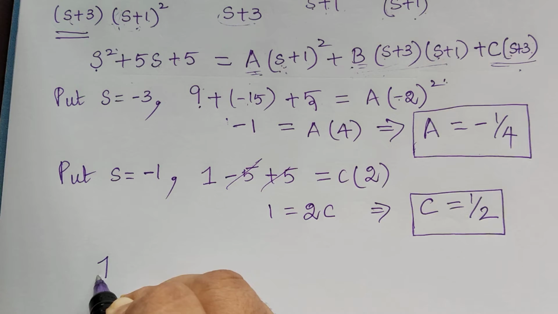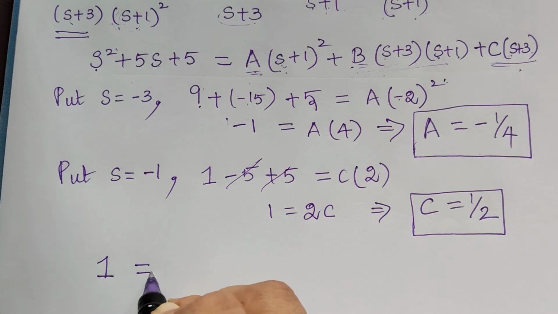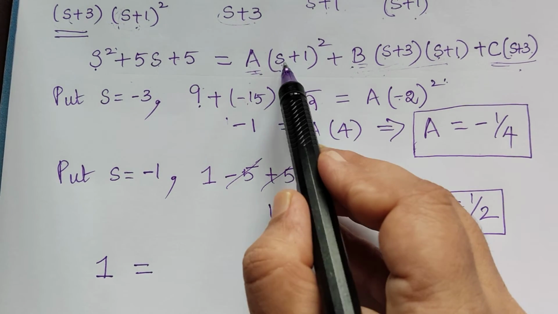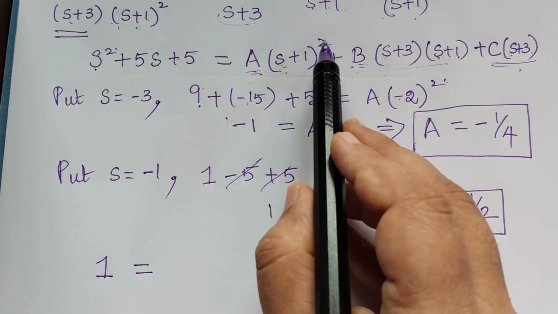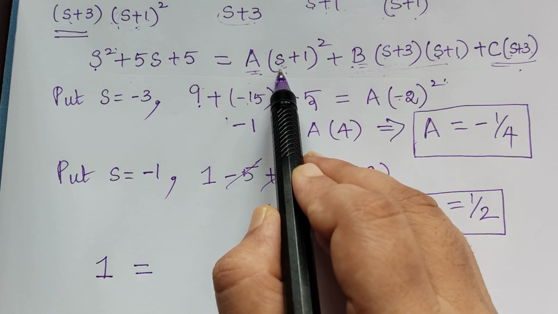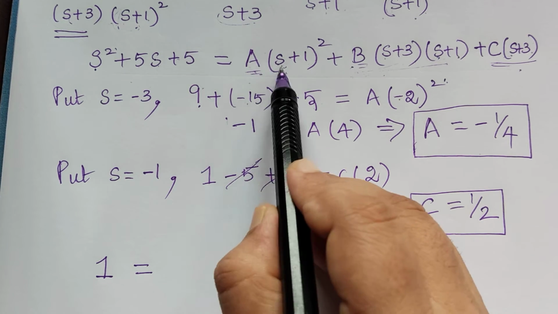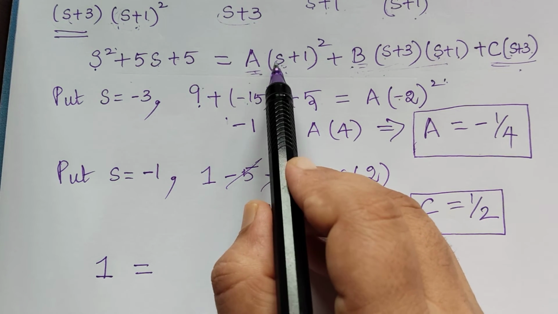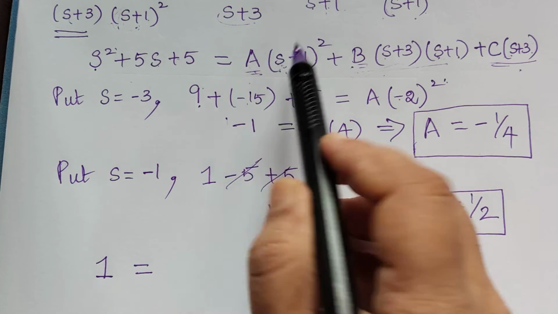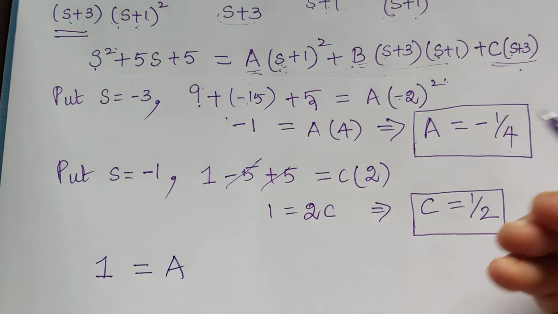So here you have 1, and that is equal to, on the right, if you expand s plus 1 the whole square, you will get one of the s square term, and when a is multiplied with it, you get a s square, and so the coefficient of s square for this term will be a. So that we have to write.